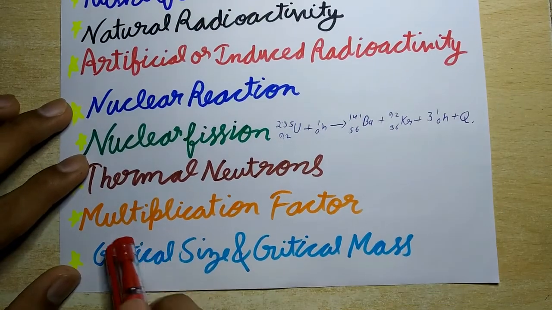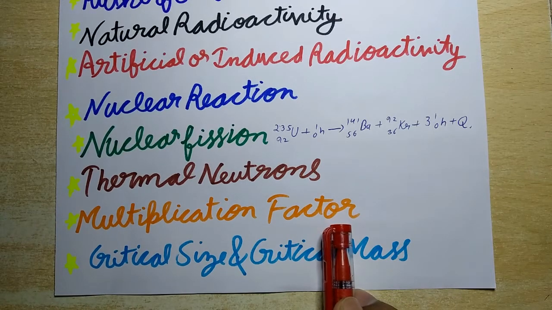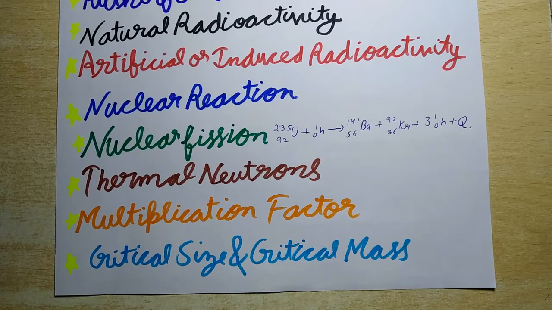Now next is multiplication factor. The multiplication factor of a fissionable mass is defined as the ratio of the number of neutrons present at the beginning of a particular generation to the number of neutrons present at the beginning of the previous generation. If k is greater than 1, then the chain reaction grows. If k is equal to 1, then the chain reaction remains steady, and if k is less than 1, then the chain reaction gradually dies out.